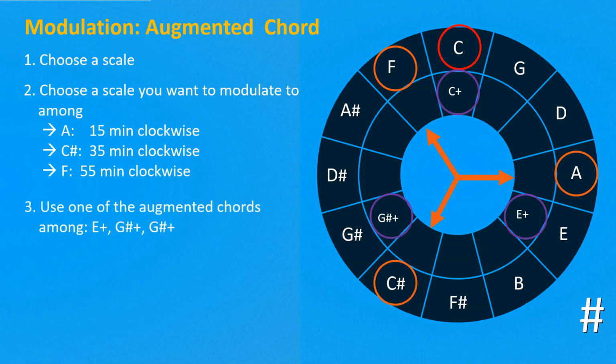Choose one of the 3 augmented chords that has function of pivot chords that you can find 10, 25, 40 and 55 minutes clockwise. So, starting in the C major scale, you can move to A major or G sharp major or F sharp major scale using one of the augmented chords E, G sharp, F as pivot chords.